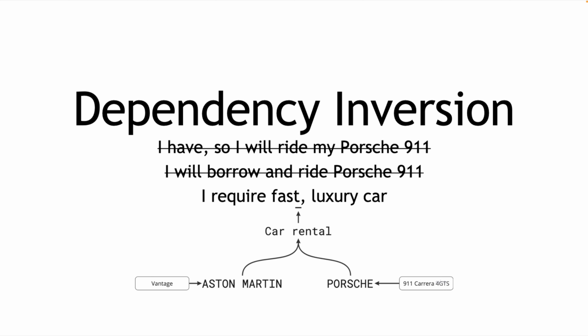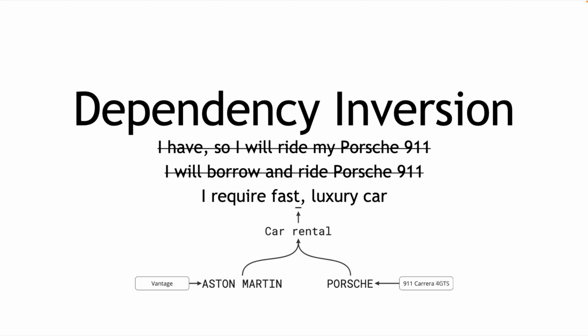As we said, dependency injection changed the have to borrow. Now, dependency inversion is giving us the ability to specify the need and leave the work to some providing mechanism. Dependency inversion is changing the borrow to require. So instead of saying "I borrow and ride a Porsche 911," we will say "I want to ride a fast and luxury car." Some providing mechanism, based on the requirements we just specified, fast and luxury, will provide us an instance of it, depending on the environment. In this case, the car rental, based on the racetrack condition, will provide us a Porsche or an Aston Martin.